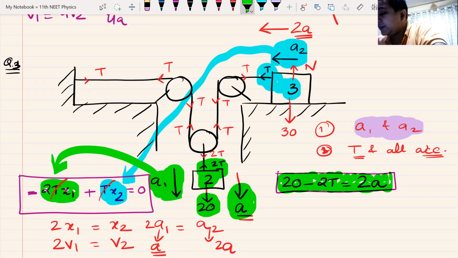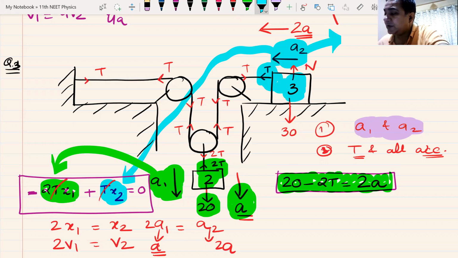Now let us look at the blue equation along x-axis. Block is 3 kgs, t is leftwards, a2 is leftwards. So what will be the blue equation? T on this side. There is nothing on this side. So T is equal to ma. M is 3. And remember the acceleration is 2 times a.